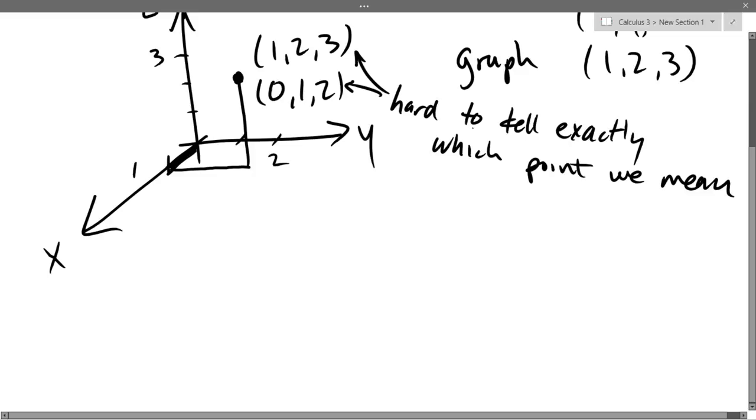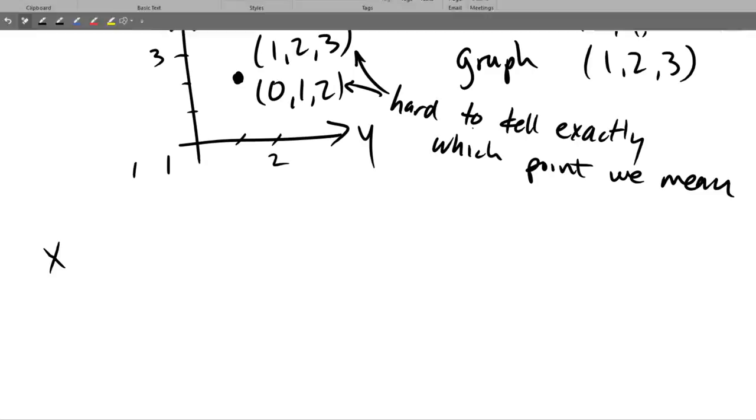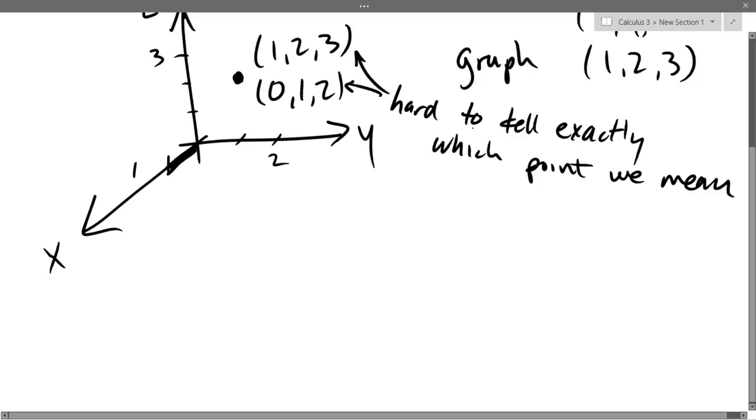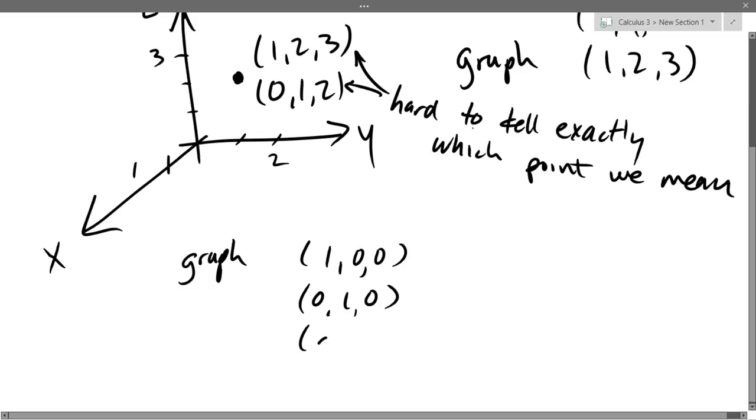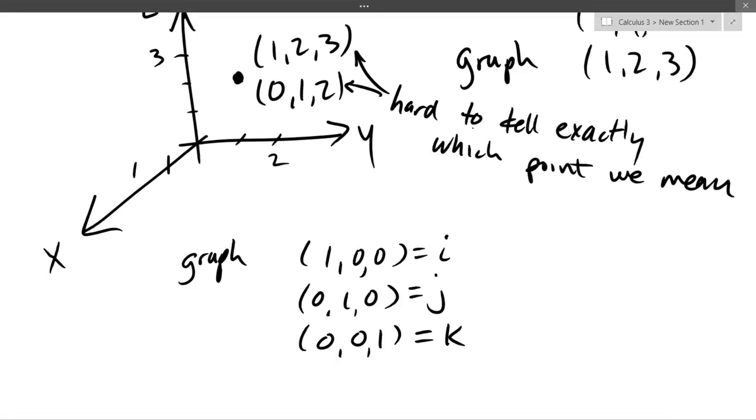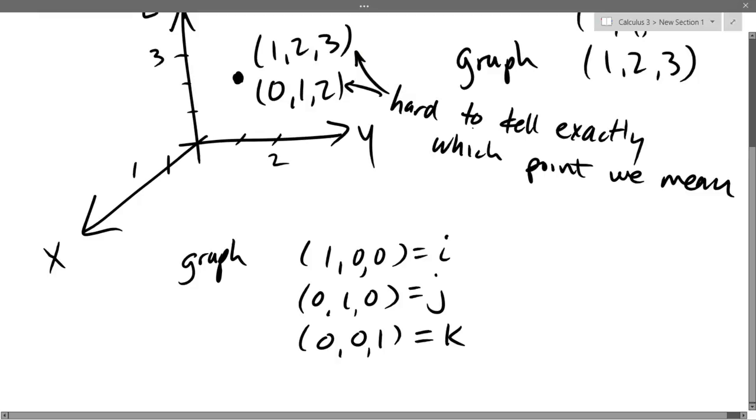There are some very easy points to graph, though, that we could do. So there are some easy points to graph: 1, 0, 0; 0, 1, 0; 0, 0, 1. These are the IJK vectors you've probably seen before. So these, I'll graph them in blue so they don't look like the points I was trying to graph before.